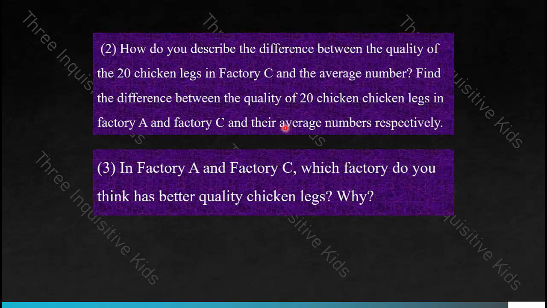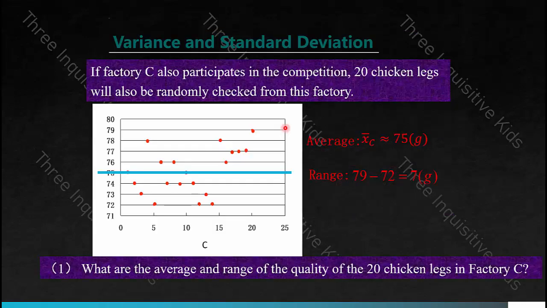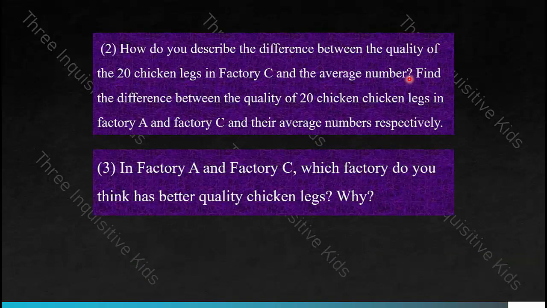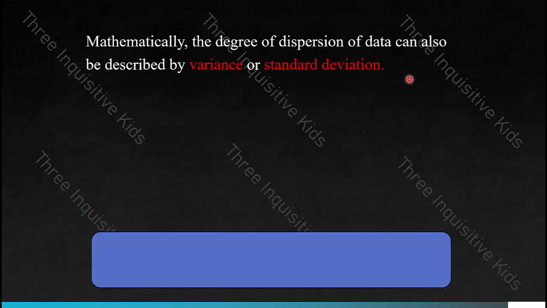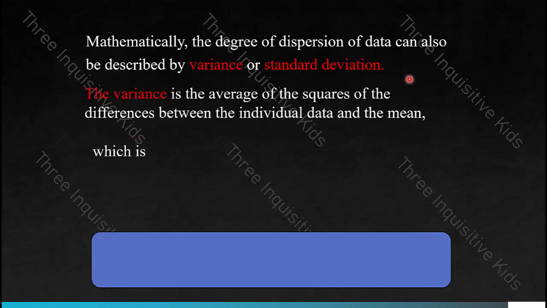In Factory A and Factory C, which factory do you think has better quality chicken legs and why? Remember, Factory A and Factory C have the same average, but Factory A has a lower range than Factory C. Therefore, Factory A is more consistent with sticking to the requirements, and Factory A should still be chosen.